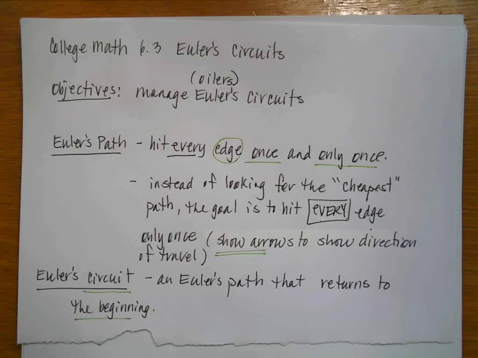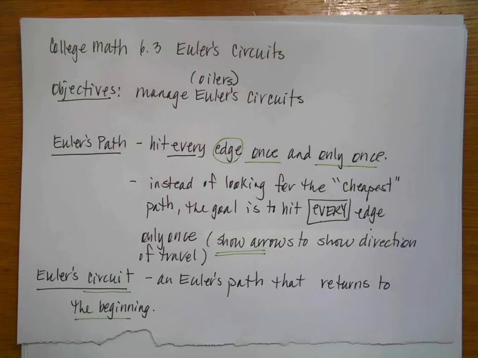Math Humans. We're going to do 6.3 today. We're going to be talking about Euler's circuits. So our objectives are that we're going to manage Euler's circuits. So notice that it's not pronounced Euler, it's pronounced Euler's.